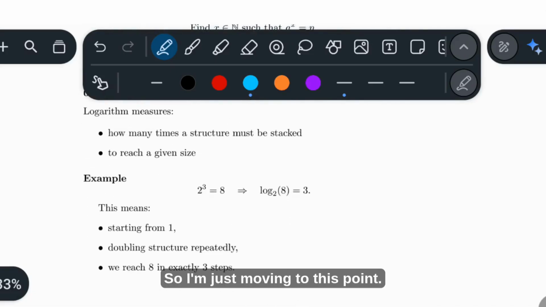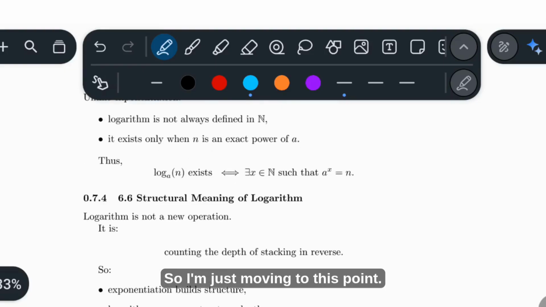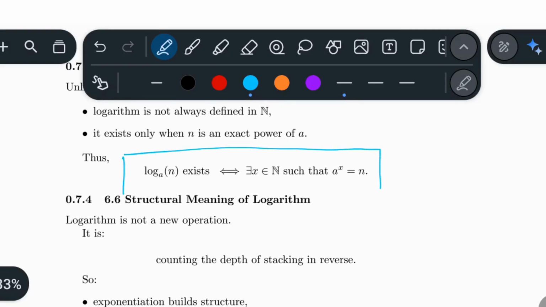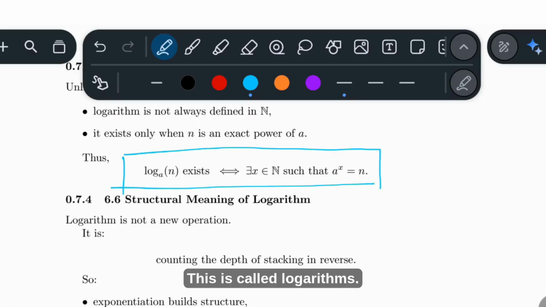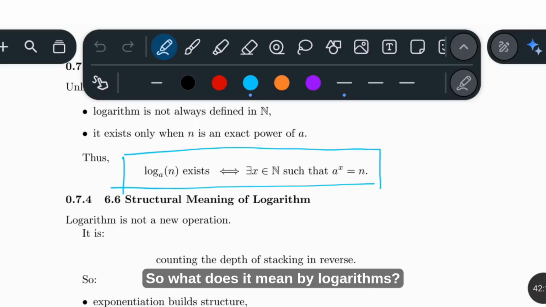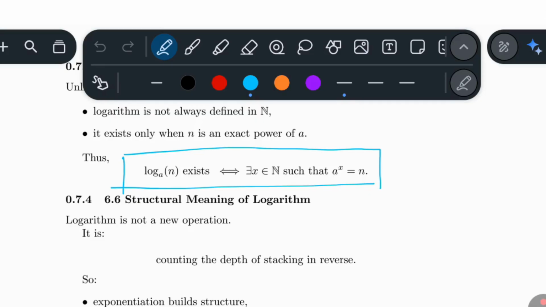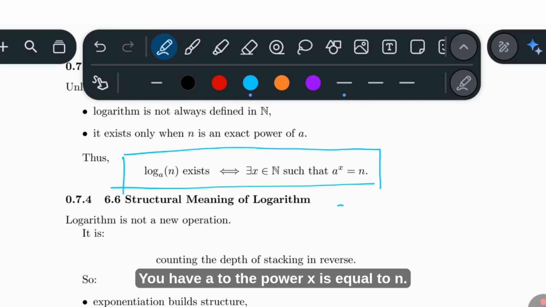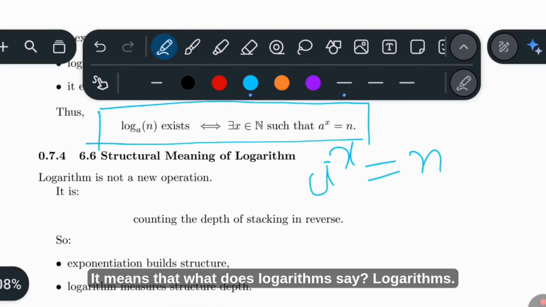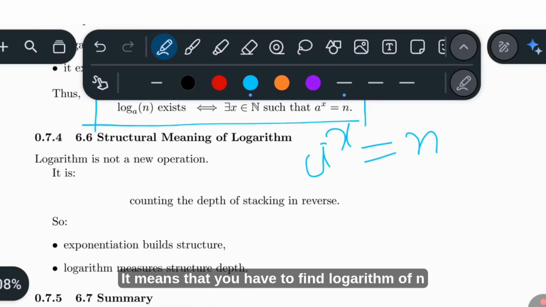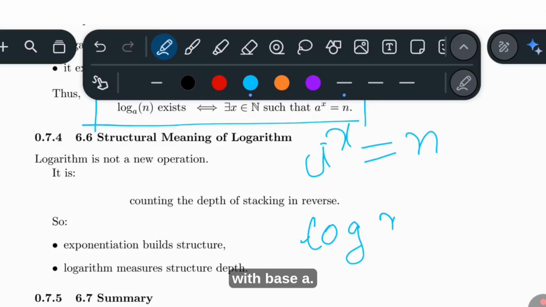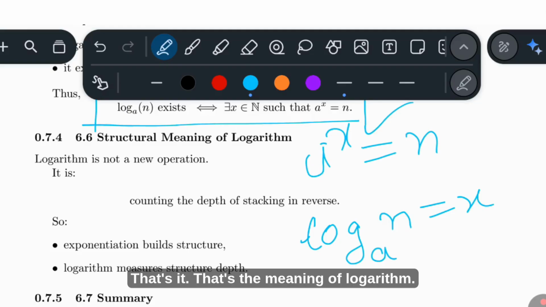So I'm just moving to this point. This is called logarithm. So what does it mean by logarithm? Let's focus on that. You have a to the power x is equal to n. What does logarithm say? It means that you have to find the logarithm of n with the base a, which represents the exponent. That's the meaning of logarithm.